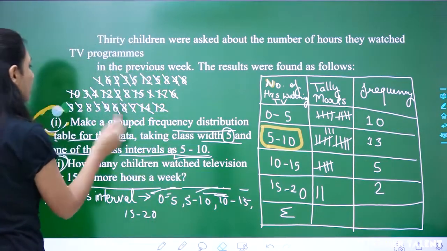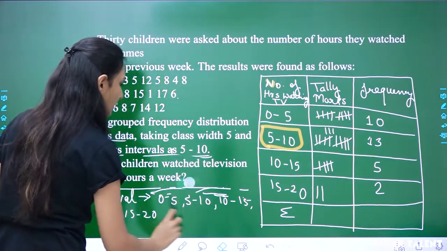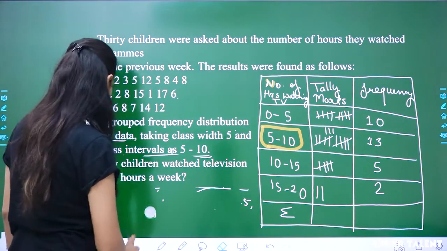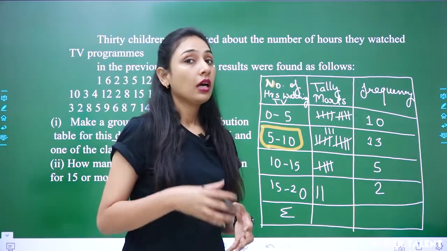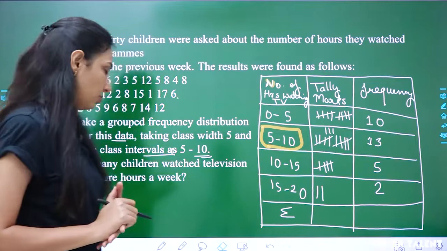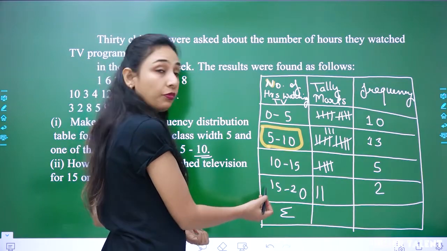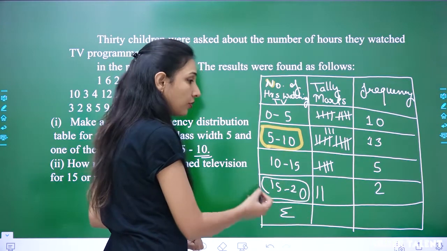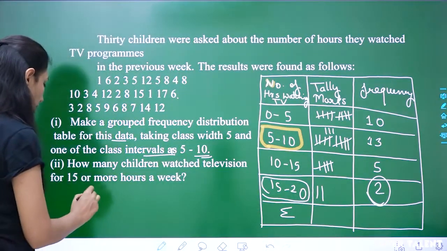Now let's talk about the second one. It has been asked how many children watch television for 15 or more hours a week. So how many children are there in the class interval of 15 or more than 15? The number just next to it is 2, so the answer will be 2 children.